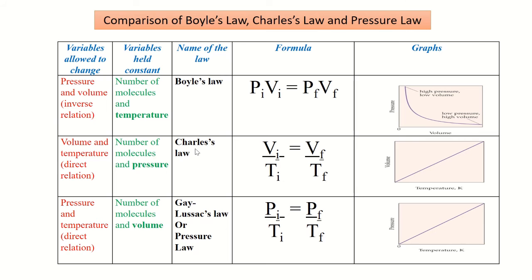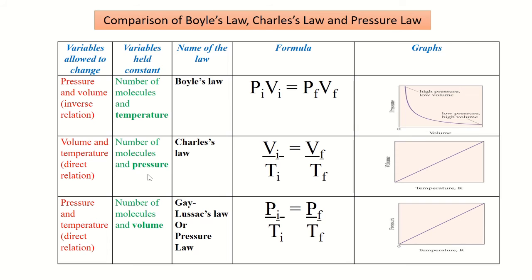Now we will move to Charles's law. For Charles's law, which variables are changing? In Charles's law, volume and temperature are changing, and they have a direct relation between them. What is the meaning of the direct relation? If the temperature of the gas is more, then the volume of the gas is more. If the temperature is less, then the volume is less. That's why they have a direct relation between the volume and the temperature.